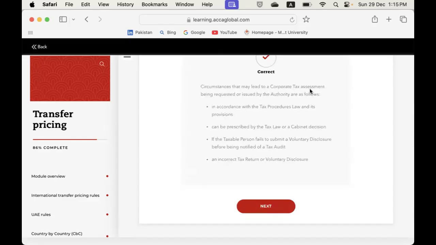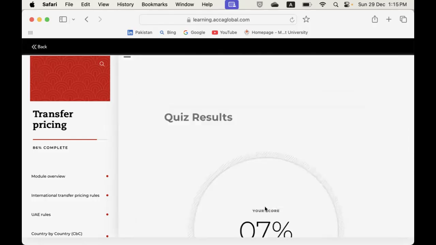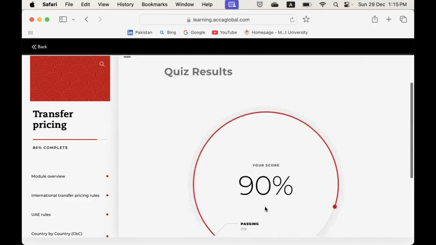Circumstances that may lead to a corporate tax assessment being requested or issued by the authority are as follows: in accordance with the tax procedures law and its provisions, as prescribed by the tax law or cabinet decision, if the taxable person fails to submit a voluntary disclosure before the notification of audit, and any incorrect disclosures. Okay, that's about it. Okay, great.